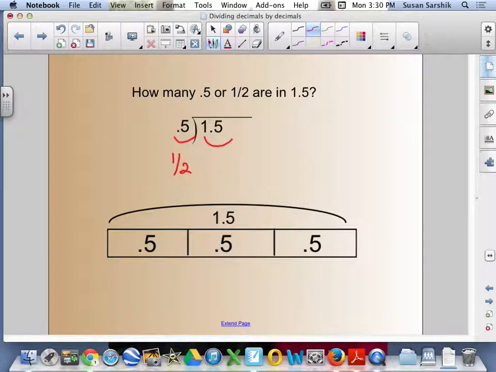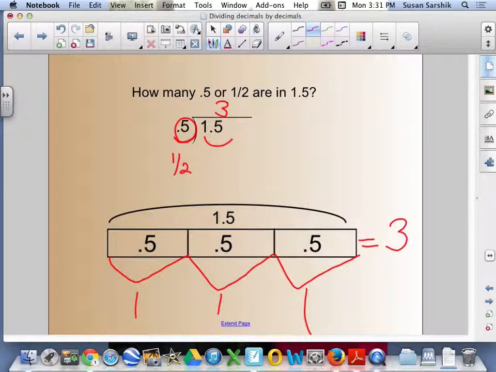When you divide a decimal by a decimal, the question you ask yourself is, how many 0.5s are there in 1.5? If you think about it, how many groups or how many pieces of 0.5 are in the number 1.5? I have it here pictorially using fraction bars, and you can see that there's one group of 0.5, there's another group of 0.5, and a third group of 0.5. So the quotient ends up being 3.